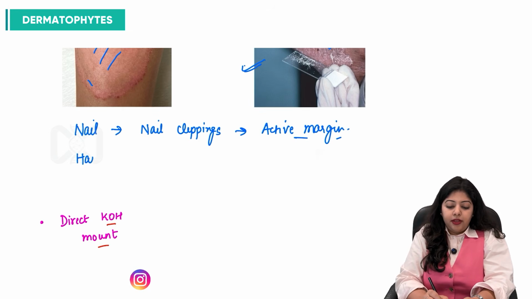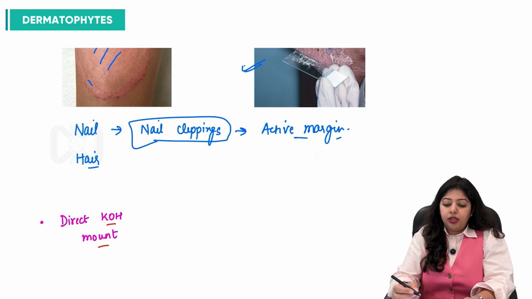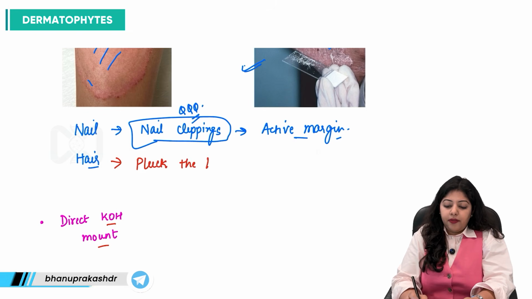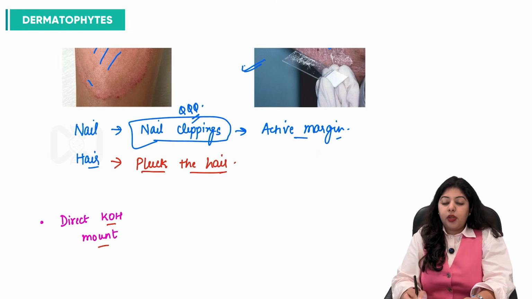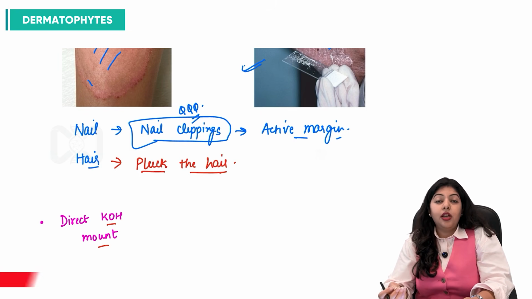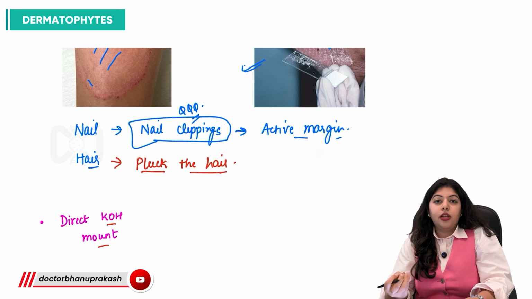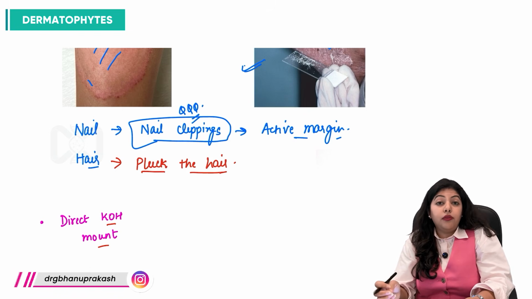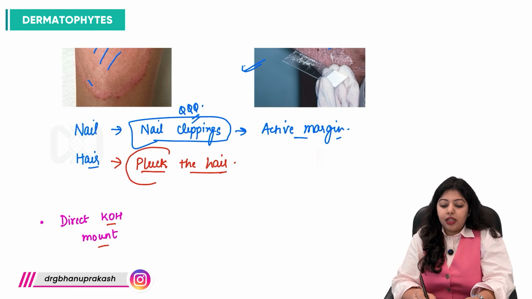You should remember these words: clippings or skin scrapings, right? And for hair, we need to pluck the hair, right? We require plucked hair, because the whole of the hair is affected in certain types of invasions of dermatophytes. We have ectothrix, endothrix. So we need to get into the root of the hair in order to find what kind of dermatophyte infection is there. So we need pluckings of hair.